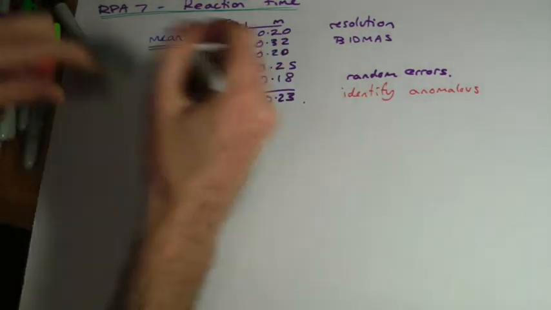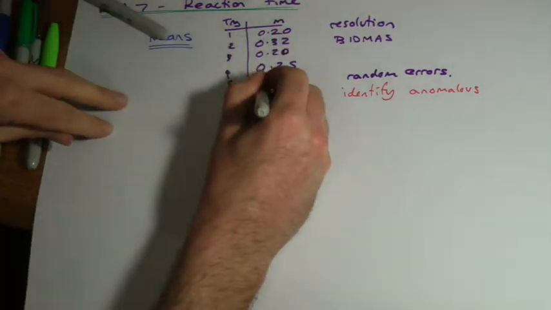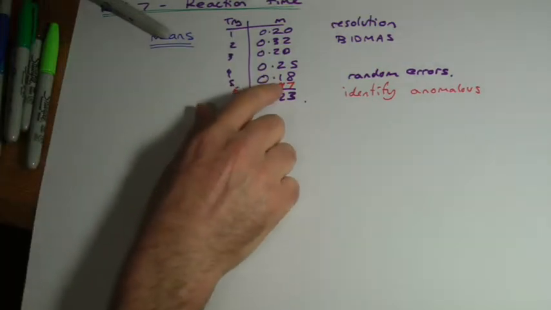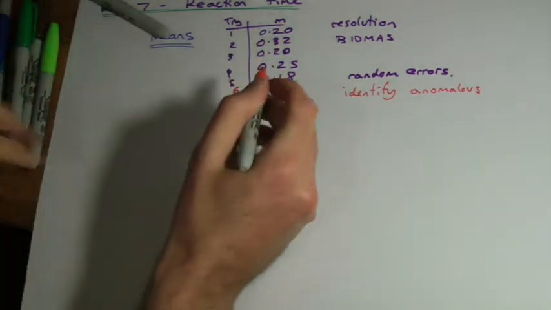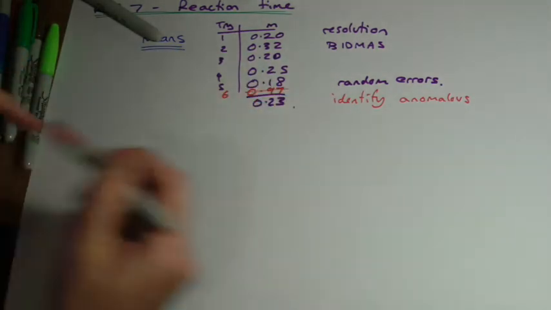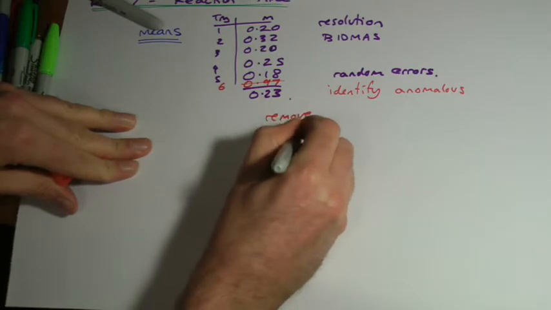If I had a result that was 0.97, I can see that doesn't fit the pattern. I've identified it's an anomalous result, and then I can either remove it or redo the experimental result. So I can remove or I can repeat it.